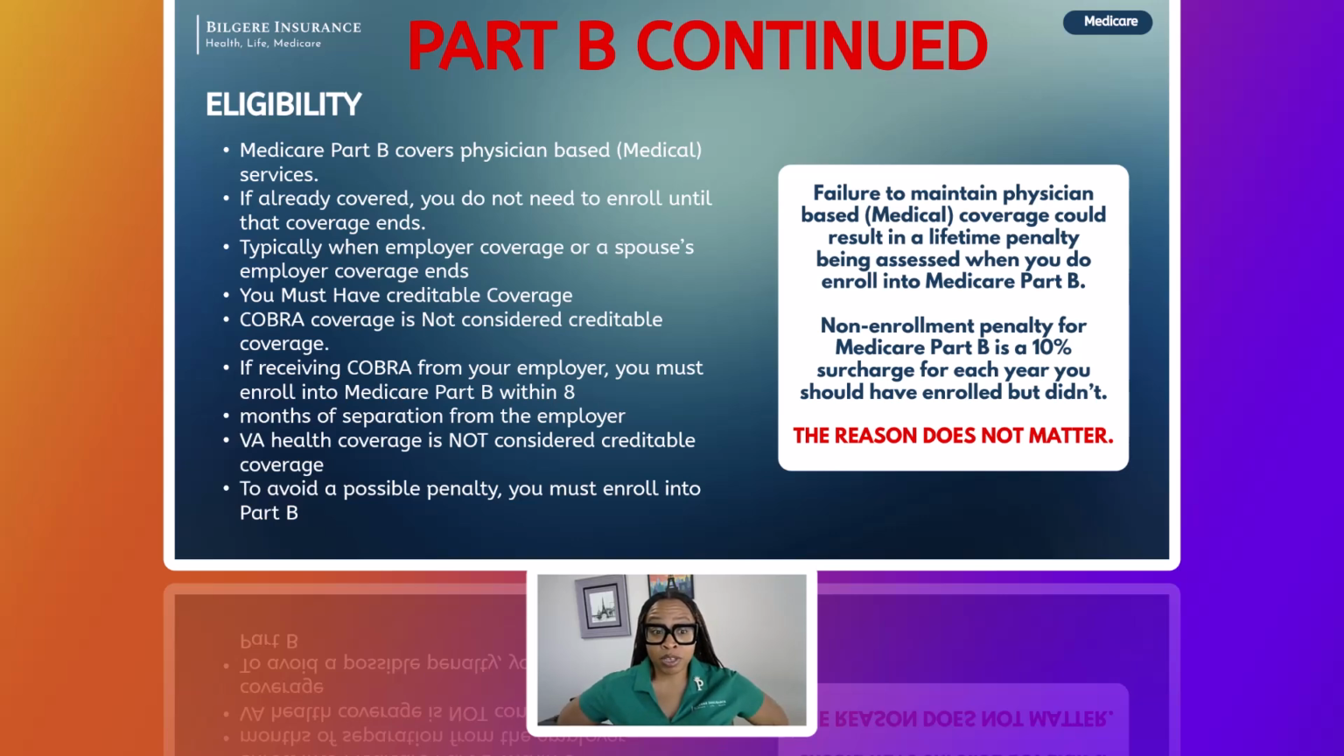This is what we're talking about when you already have credible coverage. So normally you have it through an employer or your spouse's employer, but you must have credible coverage before Medicare to not get that penalty. COBRA does not count as credible coverage. So if you are receiving COBRA from an employer, you have 8 months between separation from the employer to get enrolled into that. VA coverage is not considered credible coverage. So this is why it's important to be mindful of your enrollment time so you do not face any penalties.